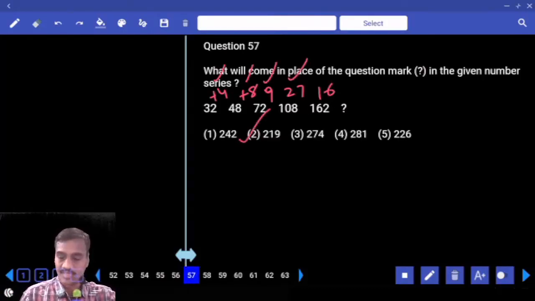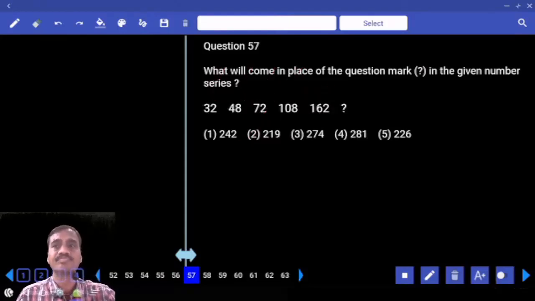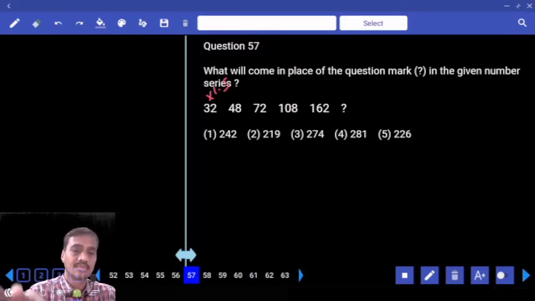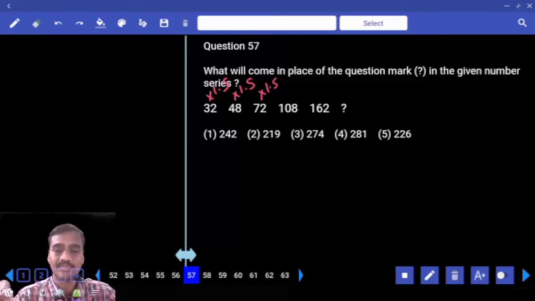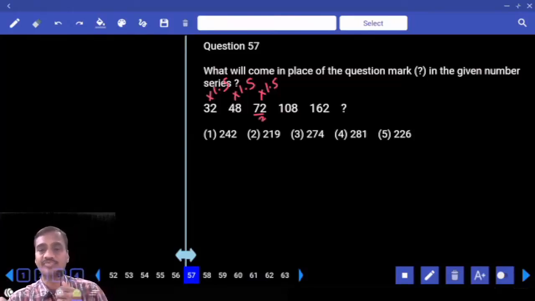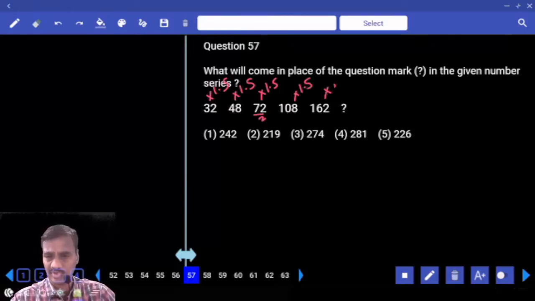Then 57. Did you do 57? Now 32 into 1.5, what do we get? 48. 48 into 1.5 is 48 plus 24, that is 72. And 72 into 1.5 gives 108. If not, do divided by 2 into 3: 108 divided by 2 is 54, into 3 is 162. Now 162 into 1.5 means 162 plus 81, that is 243.